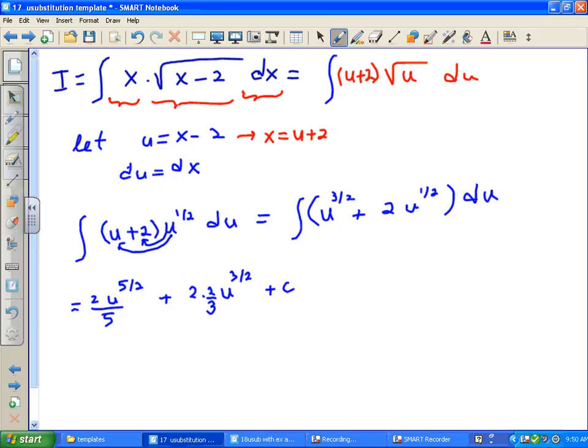But in this case, we don't have limits yet. We still have to bring the x variable back, right? We don't want to leave the answer in terms of u. So before I bring the x variable back, I want to simplify this a little bit. I have u to the 5/2, u to the 3/2. Could I factor anything out of this?